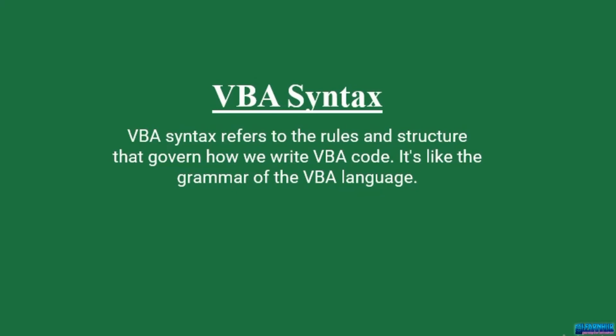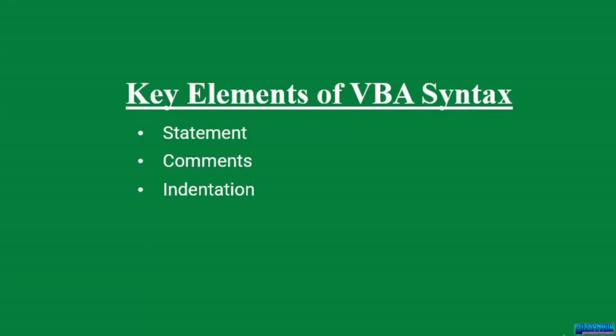Understanding VBA syntax is essential for writing correct and effective code. Now we have key elements of VBA syntax. We have the statement, the comment, and the indentation. For the statement, in VBA, code is written as a series of statements. Each statement performs a specific action or task, and statements are typically written on separate lines and end with a line break or a colon.